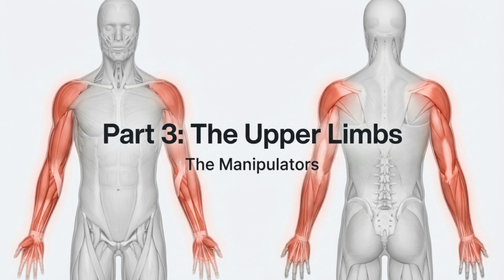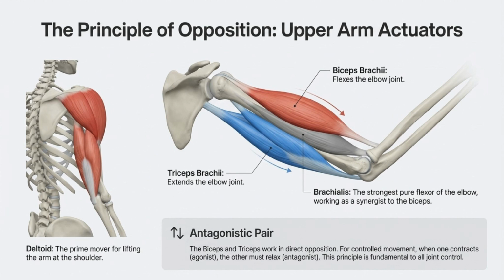We now move to Part 3, the upper limbs. These structures function as the body's primary manipulators. Here we observe the principle of opposition in the upper arm actuators. The deltoid serves as the prime mover for lifting the arm at the shoulder. Moving down, the biceps brachii flexes the elbow joint. It acts alongside the brachialis, which is actually the strongest pure flexor of the elbow.